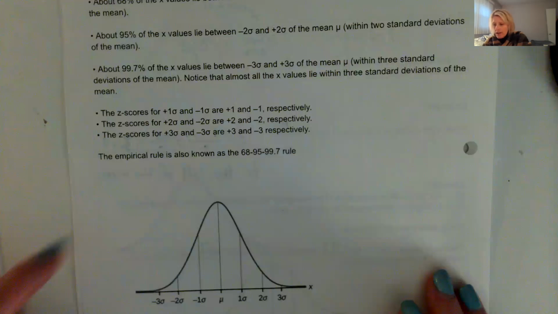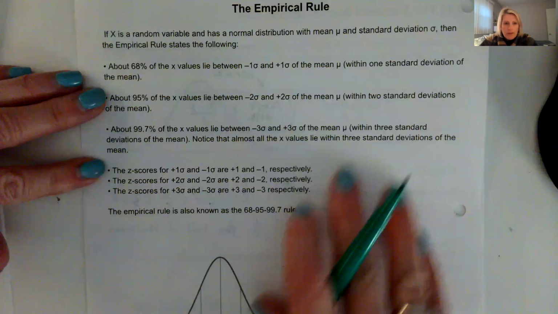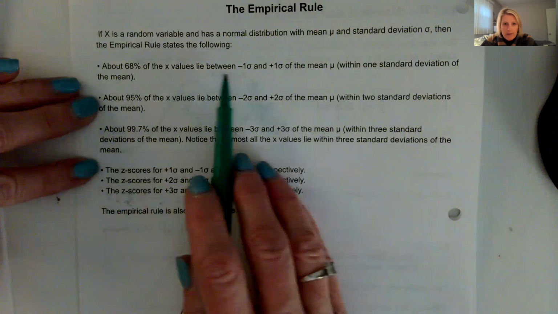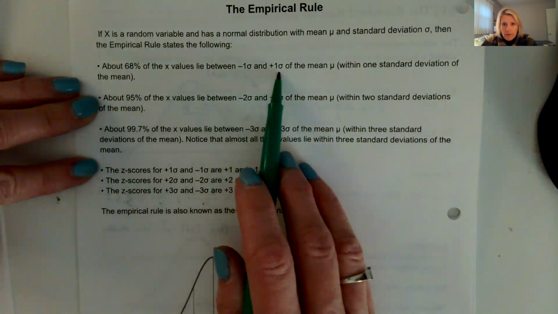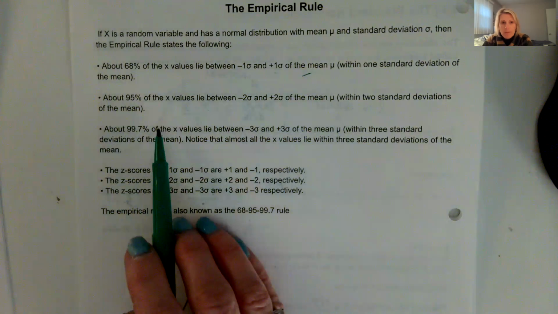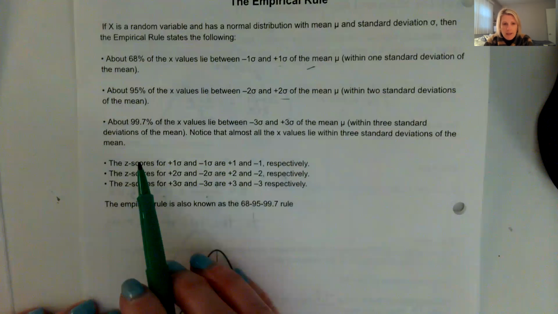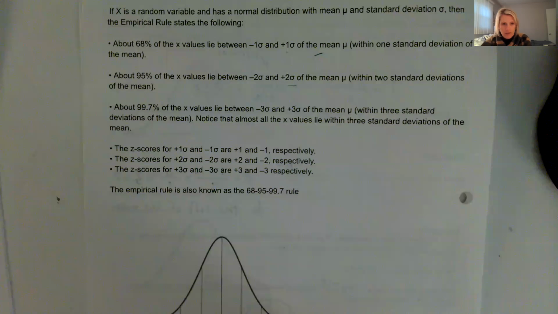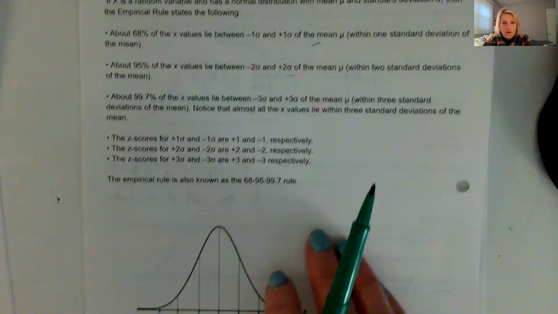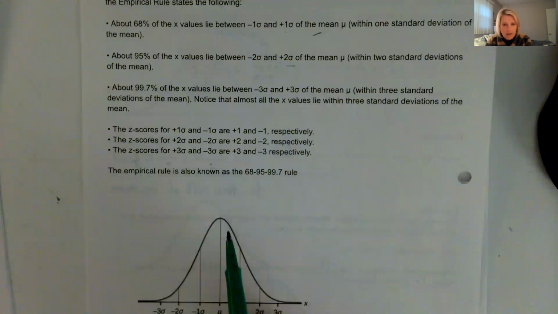So let's just spend a minute and kind of go back through our empirical rule that we learned about at the end of chapter 2. And the empirical rule says that about 68% of the X values lie between 1 standard deviation below and 1 standard deviation above the mean. About 95% of the X values lie between 2 standard deviations below and above the mean, and about 99.7% of the values lie below and above by 3 standard deviations. Okay, so we would call the standard deviations the Z-scores.